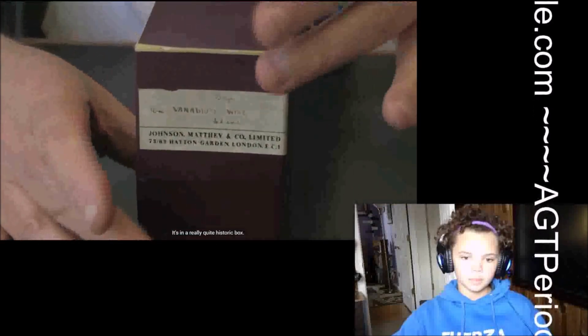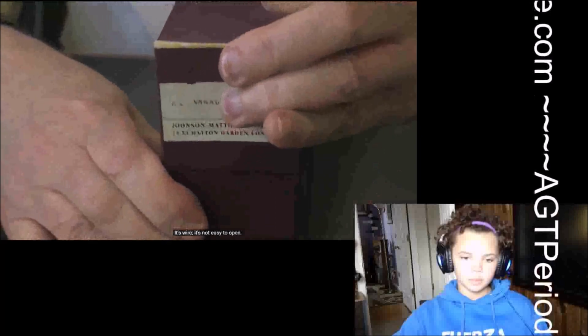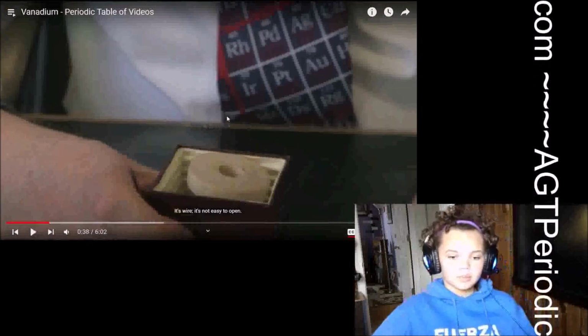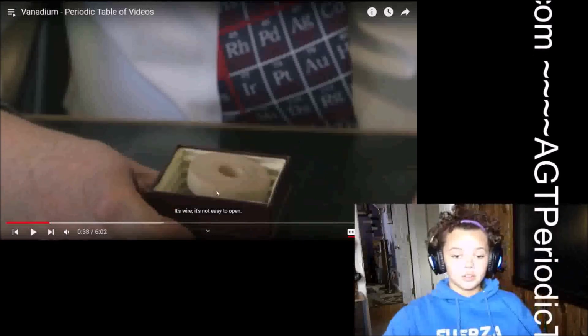I don't know a huge amount about the chemistry of vanadium. I've never actually seen vanadium metal, so let's have a look at it. It's in a really quite historic box. It's not easy to open. Look, it's very fancy. We've got a very old box with some vanadium wire.